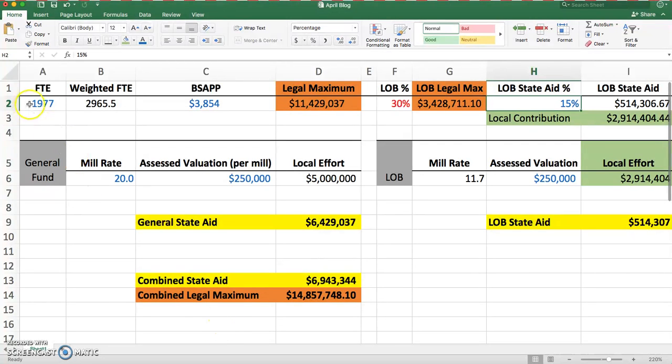Legal maximum, once again, is affected by two very important numbers. They are the number of kids you have sitting here and the number of dollars per student.